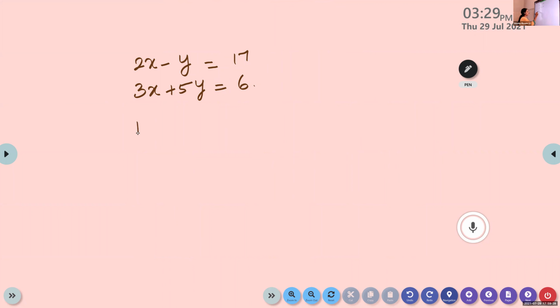So if you can define D. What is D? D is not matrix. D is determinant. D is the determinant. The coefficients you have written: 2, minus 1, 3, 5. What is its value? Find out. Is it 0 or not equal to 0? What's the value of D?